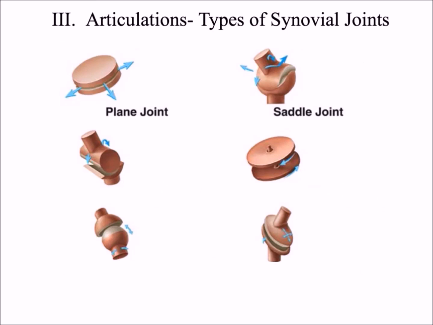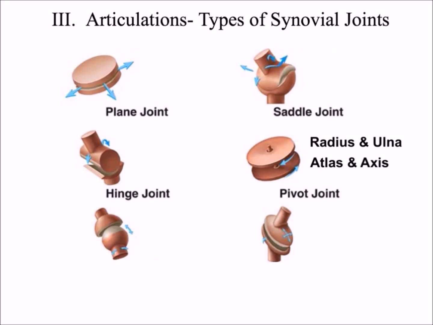The third type of joint is called a hinge joint, and as the name implies, a hinge joint resembles the hinge of a door. An example of the hinge joint would be the elbow and the knee. The fourth type of synovial joint is a pivot joint, and a pivot joint is where one bone rotates about the other. Example of a pivot joint would be between the radius and ulna, and between the first two vertebrae of the vertebral column called the atlas and axis.